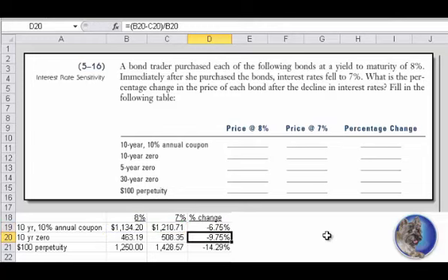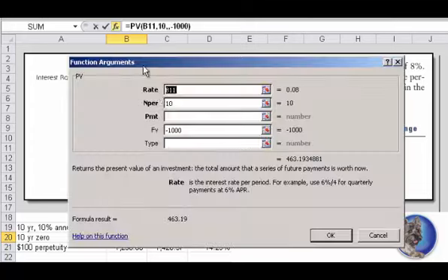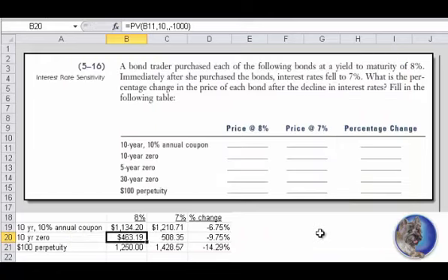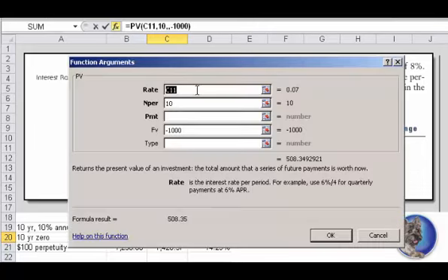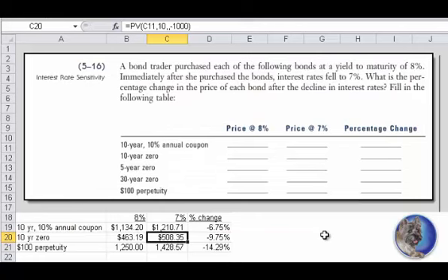Okay, and then a 10-year zero coupon bond doesn't have any payments. So what we do here is we say the rate is 8%, number of periods is 10. We leave payments off and we get $1,000. So it's sold at a deep discount. So the fair value is $463. When we copy that to the 7%, the formula looks exactly the same except that this one is 7%. We get 505, and then we compute the change as well.